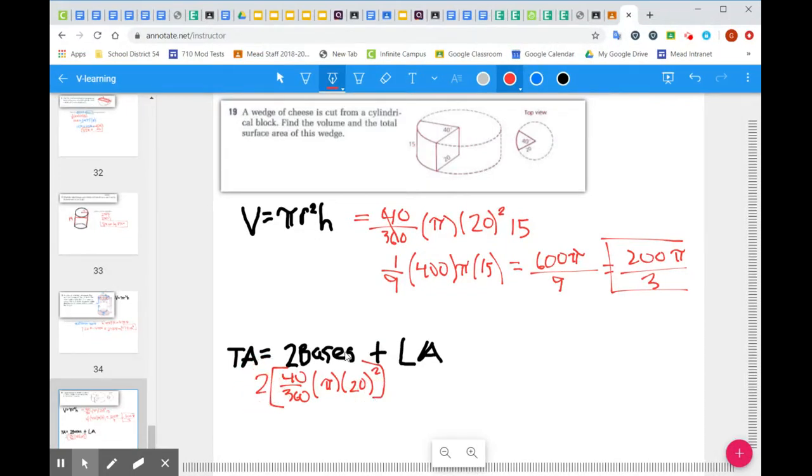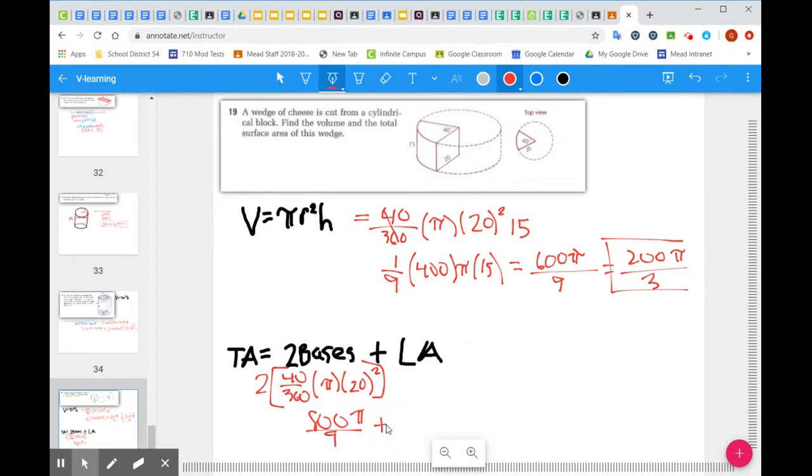Just from earlier, it simplifies. We have 40 over 360 becomes 1/9 times 400 pi. Multiply that by 2. I'm just going to go ahead and solve. We get 800 pi all over 9.